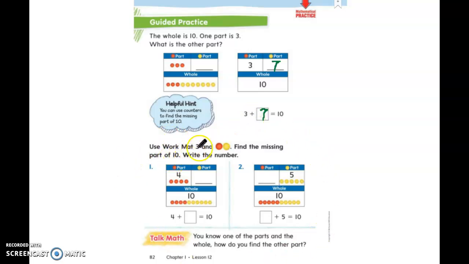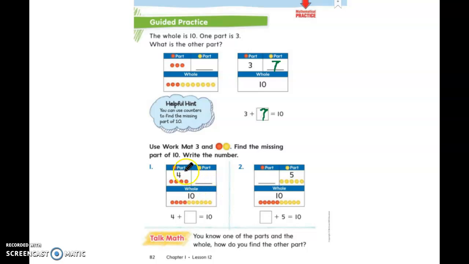So now let's look down here. It says use work mat 3 and counters. So you need your part whole mat for this work. It says find the missing part of 10. Write the number. So boys and girls, let's look down at our whole first. We already have our whole. We know we're finding the missing part of 10 here. We're finding the missing part. So for all of our answers, here and here and here, it's all going to be 10. So we know we have our 10 counters out.